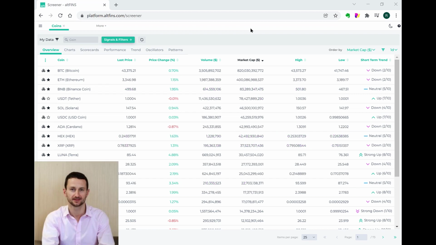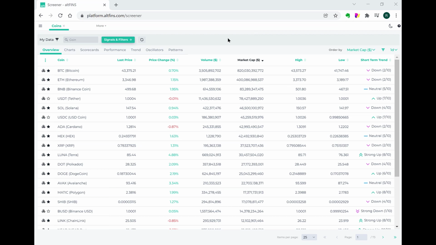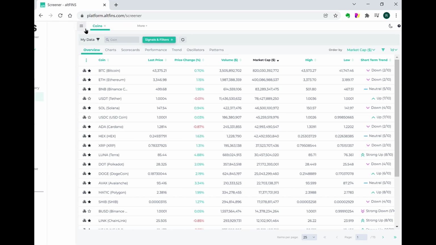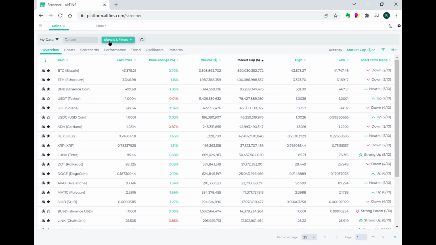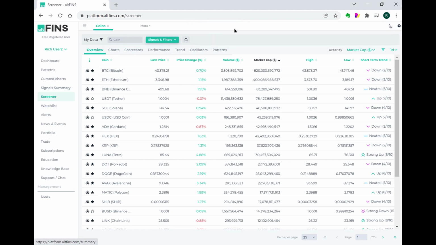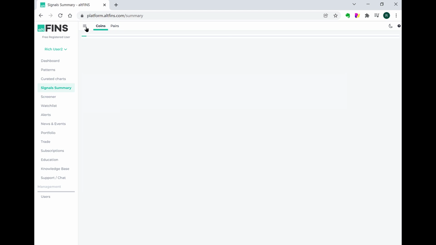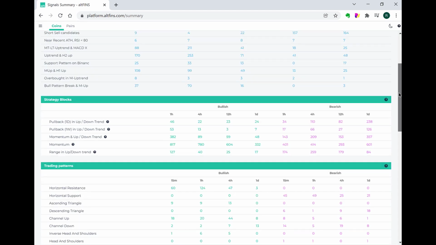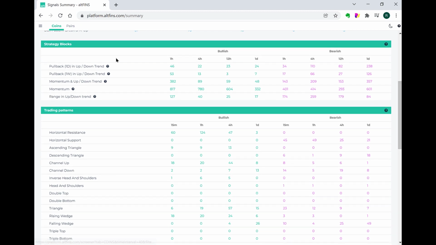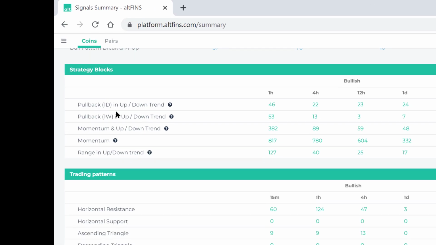Today I'm going to review Fantom and a couple of custom market screens that I think you could use to your advantage. As you know, on the screener here you can create custom screens. But we also have a number of predefined market scans under the signal summary section that I think you can leverage. And one of them right off the top here is called pullback in an up or down trend.